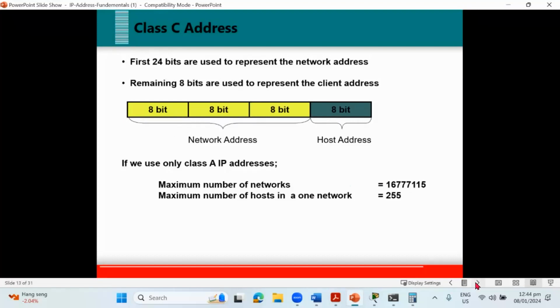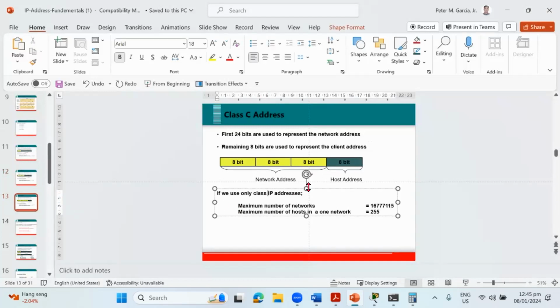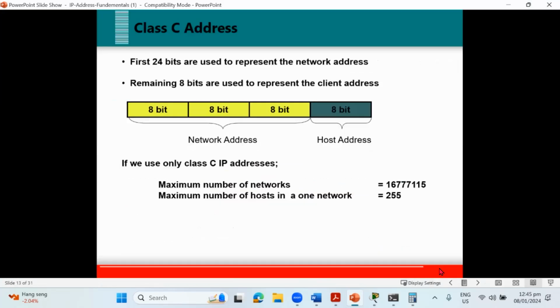Class C. So for class C naman, the first 24 bits are used to represent the network address. The remaining 8 bits are used for the client address. So dito sa class C IP address, the maximum number of network for class C ay 16,777,115 networks. And each network we can have 255.